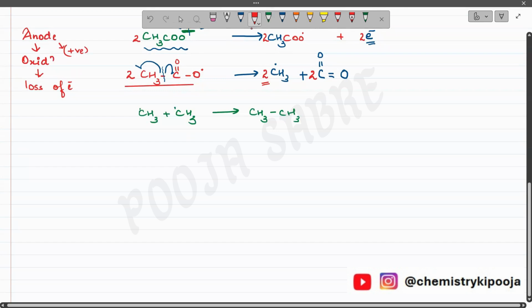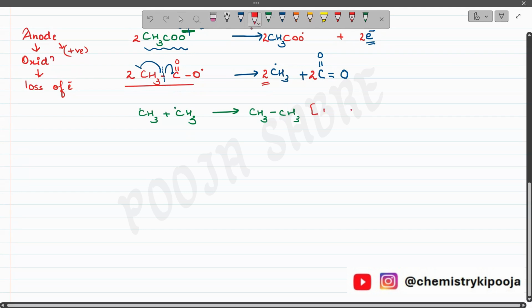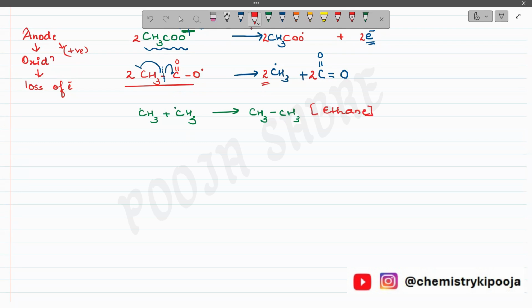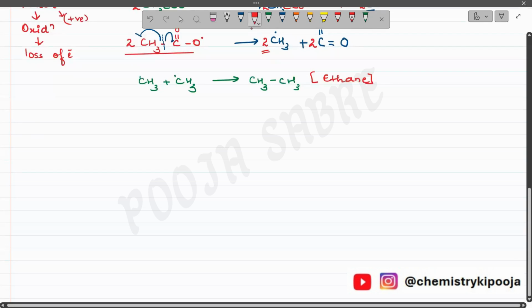And then at the anode, which alkane is deposited? It is alkane. Which alkane is deposited? It is ethane. So this is the formation of ethane at the anode. And since it is a free radical reaction, always remember, Kolbe's reaction follows a free radical mechanism. Now let us talk about the cathode.